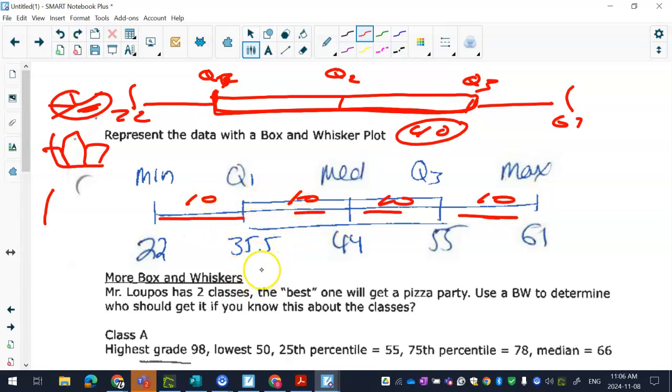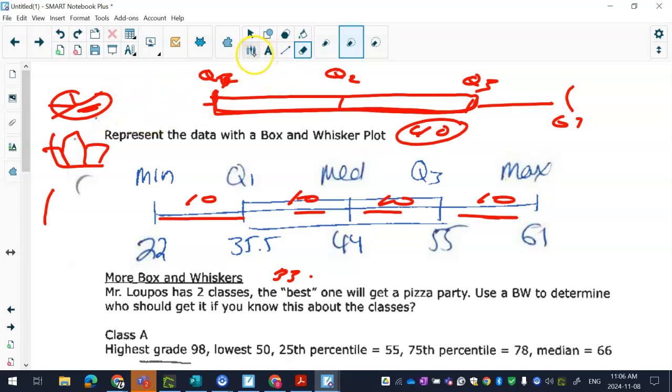Let me change all this data. If I said the lowest score was 33, what would my box and whisker look like? If the lowest score was 33, the whisker to the minimum would be really short. That doesn't mean there are fewer people in it. It means the data itself is not spread out. It's very close together. So the lowest 10 kids would be between 33 and 35.5.